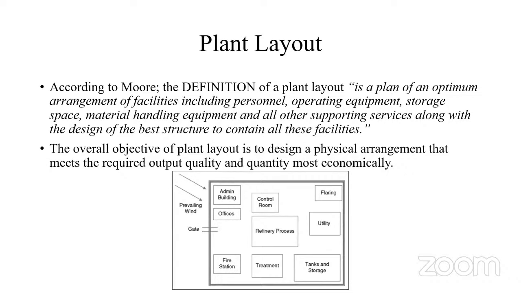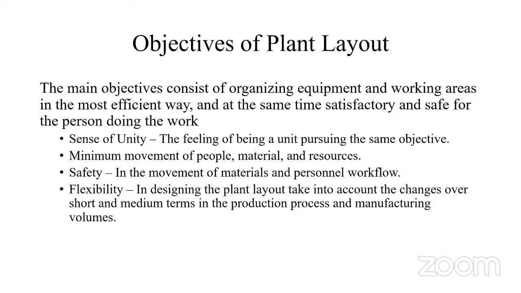According to Moody, the definition of a plant layout is the plan of an optimum arrangement of facilities including personnel, operational equipment, storage space, and material handling equipment, and all the other supportive services along with the design of the best structure to contain all the facilities. The overall objective of plant layout is to design a physical arrangement that meets the required output, quality, and quantity most economically. Objectives of plant layout.